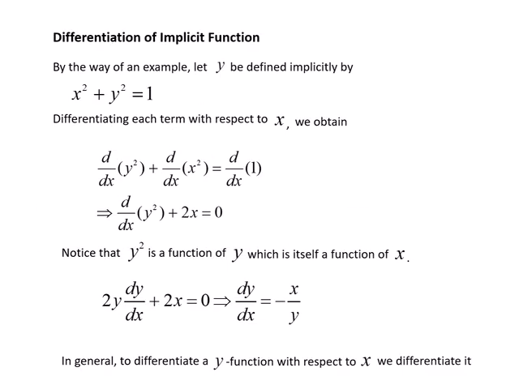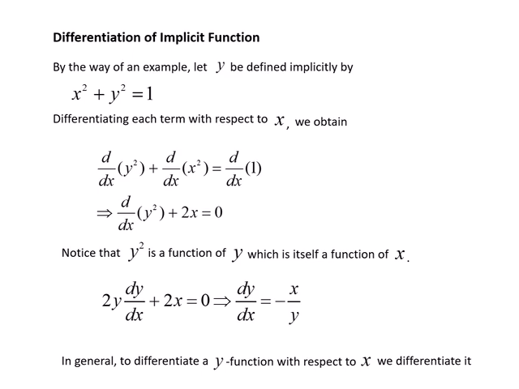So let's go on. We now move to differentiation of implicit function. By way of an example, let y be differentiated implicitly, where x squared plus y squared equals 1. So we are going to use this to explain what we mean by differentiation of implicit function.